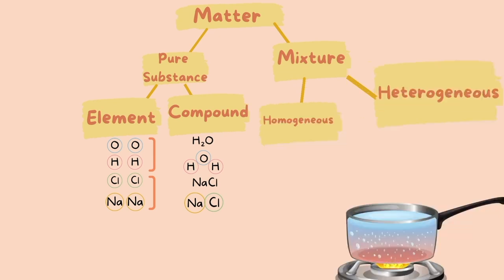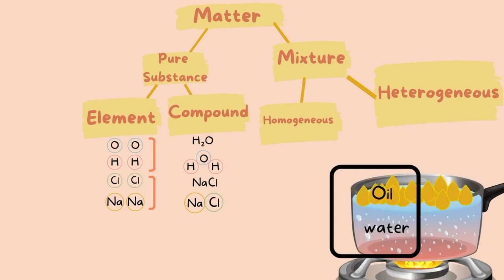An example of heterogeneous mixture would be oil and water. Let's say here we have some boiling water and we add some oil inside. Eventually the oil and the water will separate because they don't mix. Oil will stay at the surface and water at the bottom. We can clearly see the boundary line between the two substances.